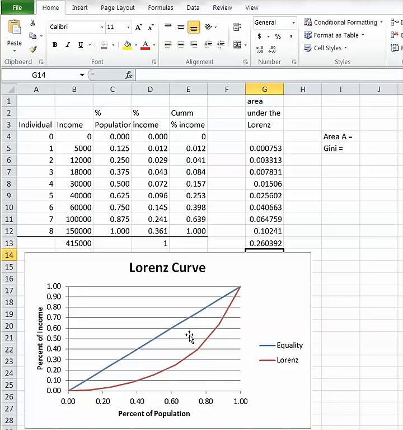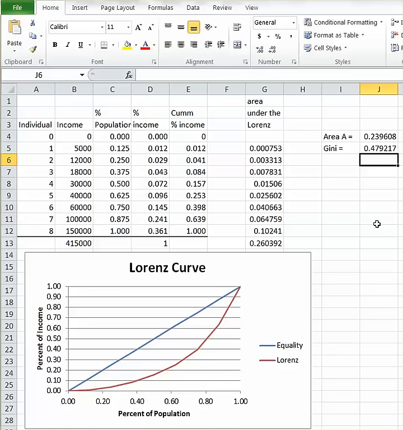We need this area in here, area A. But it's easy to get. If this is all in decimal, then this area up here is just 0.5 minus this stuff down here. So I know the whole thing is 0.5. I'm going to subtract this thing that I know, and what I have left over will be this. So area A is simply 0.5 minus what we found under the Lorenz curve. Okay, and then the Gini index, of course, is area A divided by 0.5. So there's my Gini index, 0.479217 for this data.